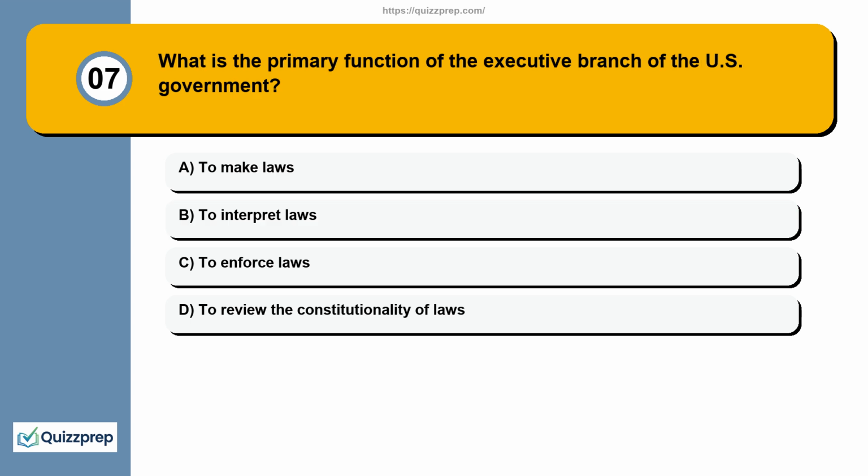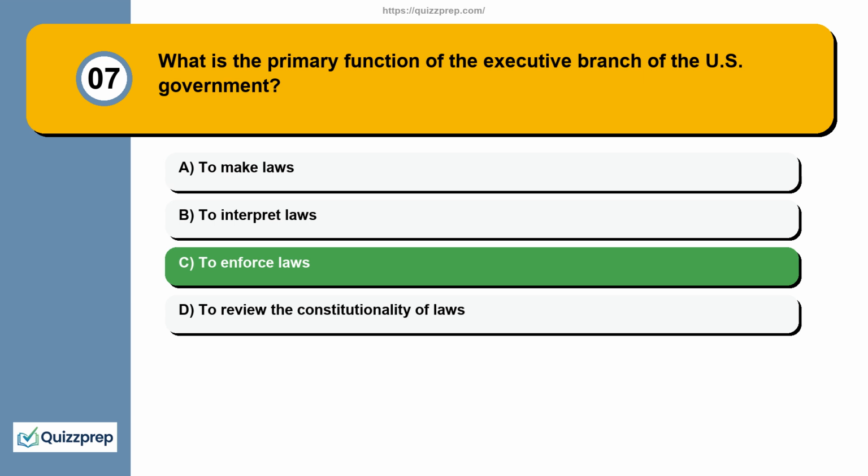Question 7. What is the primary function of the executive branch of the U.S. government? Here are your options. Option A. To make laws. Option B. To interpret laws. Option C. To enforce laws. Option D. To review the constitutionality of laws.